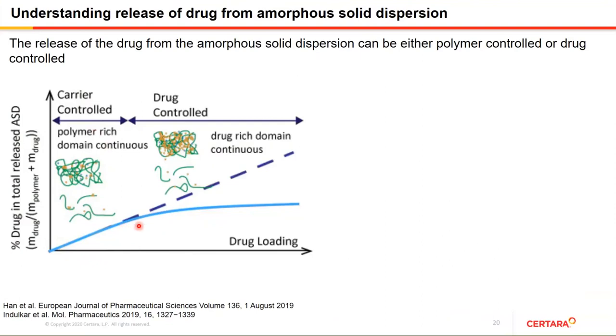So usually at a lower drug loading, you have polymer controlled dissolution, but at a certain point in the drug loading, you start to see a deviation. So there is no more linearity between the drug loading and the percentage drug which is released in the medium. And at that range, you start seeing drug controlled release. And why is this happening? Because now you have a higher drug loading, you have a lot of drug within the amorphous solid dispersion. And once this amorphous solid dispersion starts dissolving, so you put this amorphous solid dispersion in water.